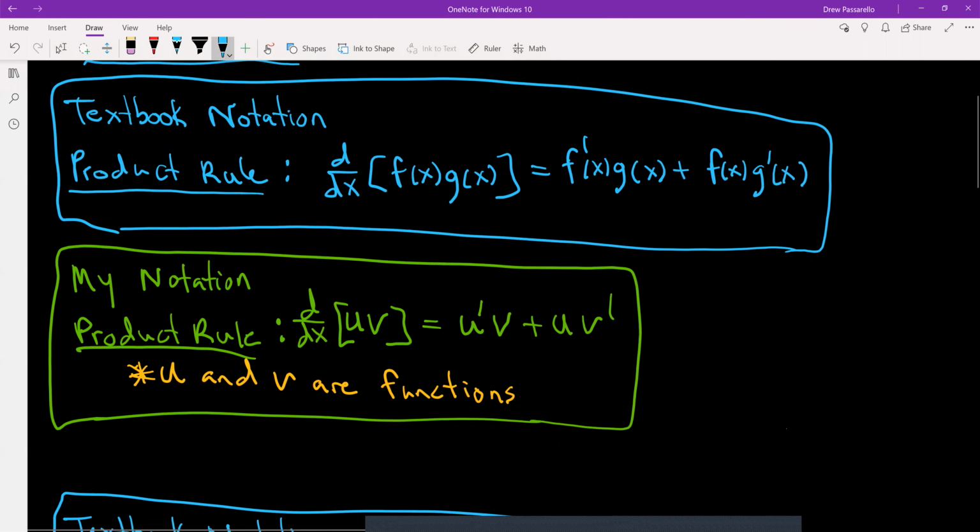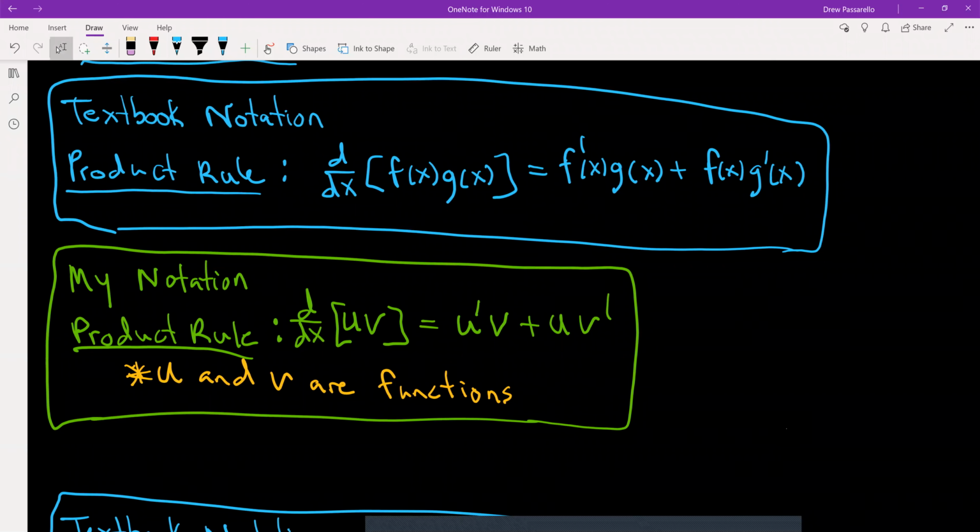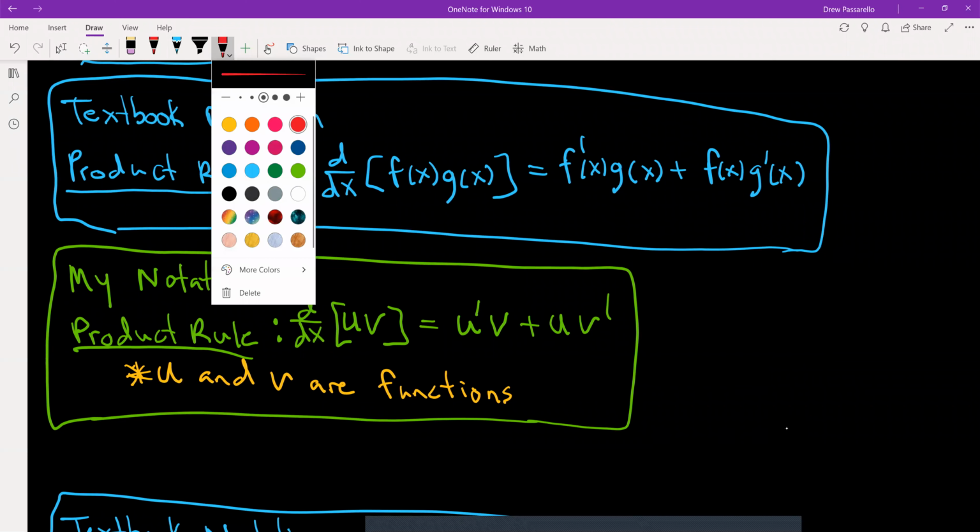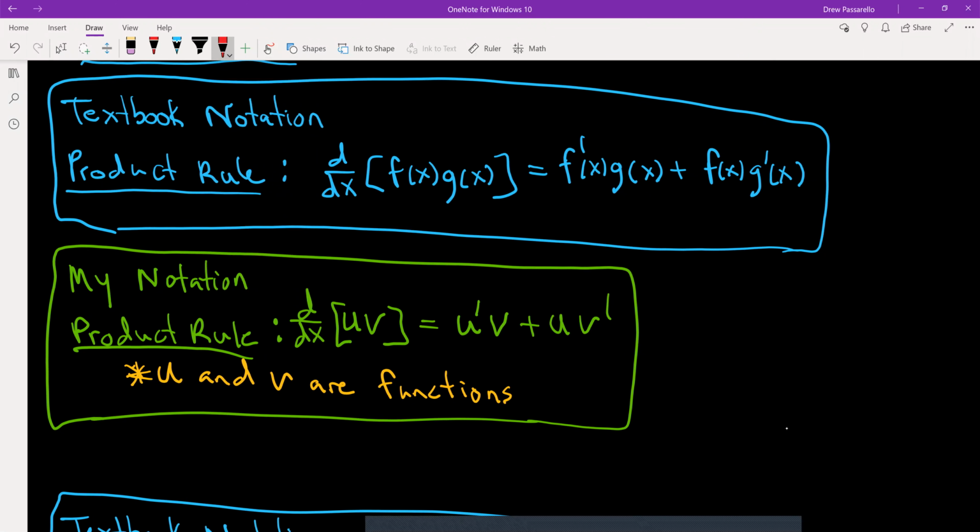Instead of using f of x and g of x, I use the letters u and v. So u and v are functions. I'm using u in place of f of x, and I'm using the letter v in place of g of x. So it looks less messy when I write the formula down. So it's equal to u prime times v plus u v prime. Again, I'm using u for f of x and v for g of x.